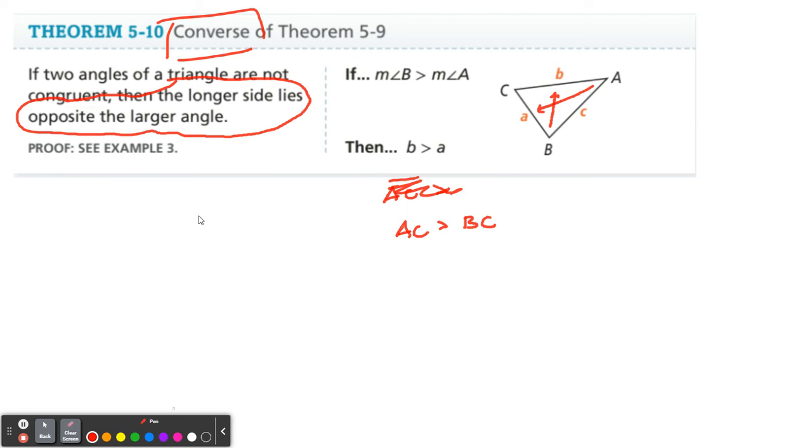Okay, I'm going to stop there. The triangle inequality theorem is the topic of video number 2. Can't wait.